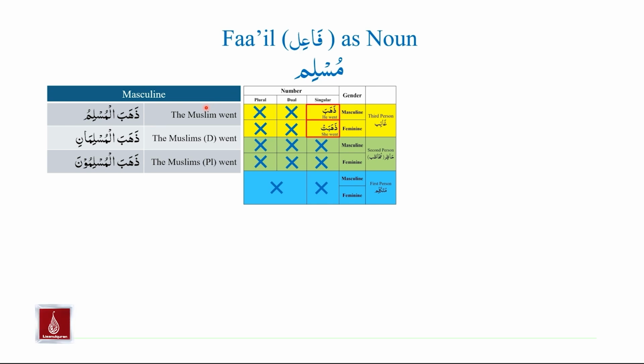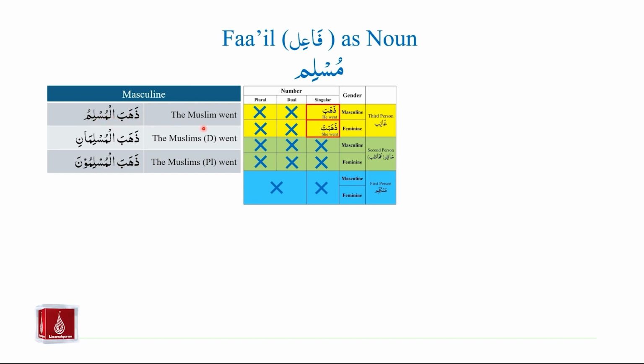So if we are using noun as fa'il, again from our table, we have to pick from cell number 1 or cell number 4. The Muslim is masculine, so we will pick cell number 1 and we will have Zahabal Muslimu. This was originally Zahaba al-Muslimu, but to say it in continuation, we will say Zahabal Muslimu.